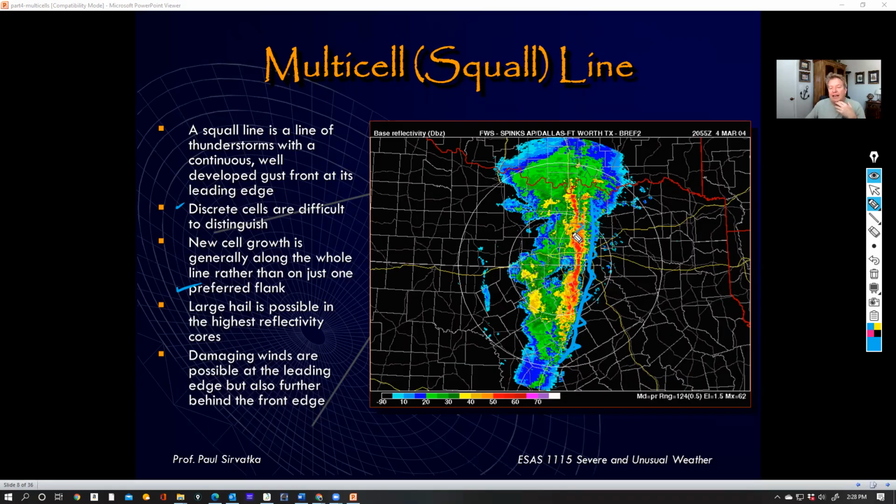Anytime you have a high echo core, high reflectivity, now you're looking at the possibility of large hail. Damaging winds are possible. Most likely the damaging winds are going to come in here right behind the gust front. They can also occur further back, so be careful. But most of the time, the damaging winds are along the gust front at the leading edge.